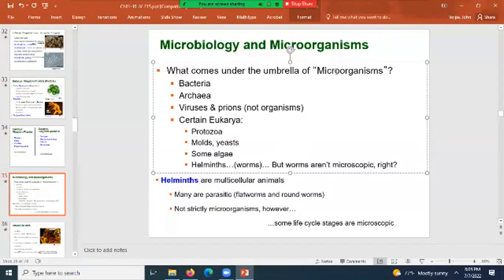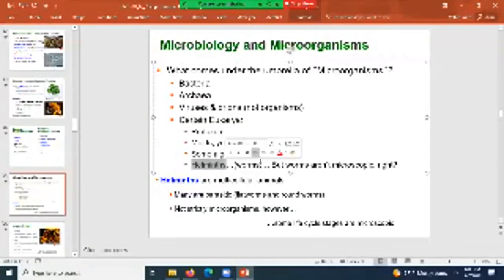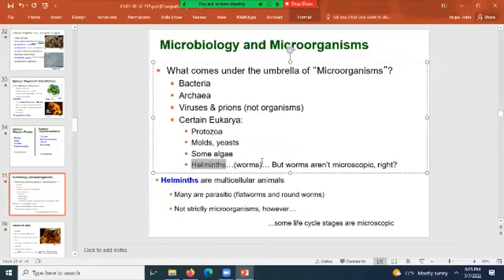And then the other reason is that some of the helminths cause human disease, and organisms which cause human disease have been studied by microbiologists. And so microbiologists consider the helminths to be a microorganism. And in all of them, there are various life stages which are microscopic.